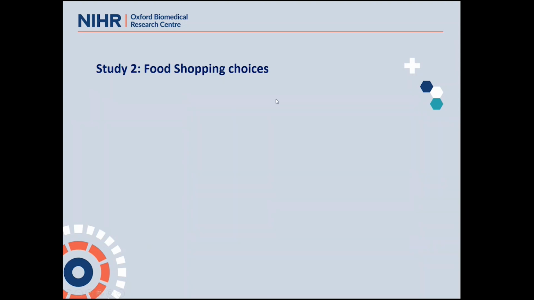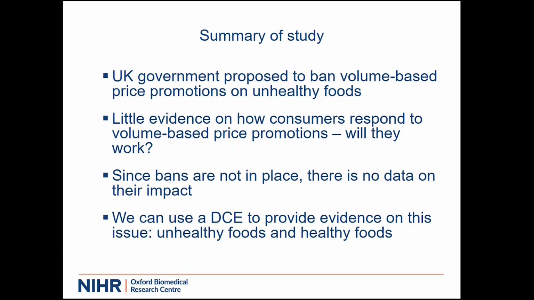So the second case study is some work on food shopping choices that we're doing with colleagues at NDPH. Again, we start with our research question driven by government policy. The government proposed to ban volume-based price promotions, so 2-for-1s and stuff, on unhealthy food, to try to discourage people from buying those unhealthy foods in bulk. But at the minute, there's little evidence on how consumers respond to those. So we don't know if this policy would work. Because the bans aren't in place, there's no data to directly model their impact.